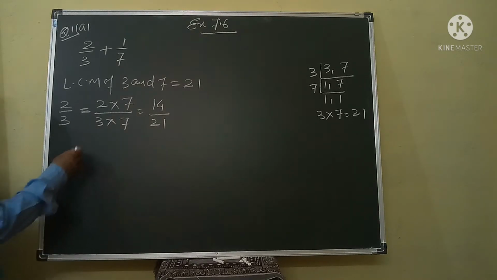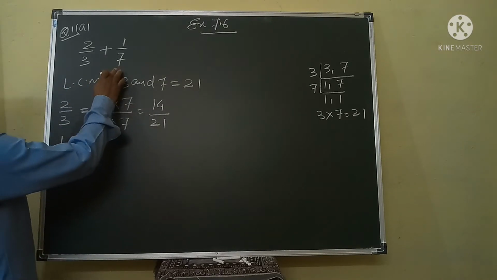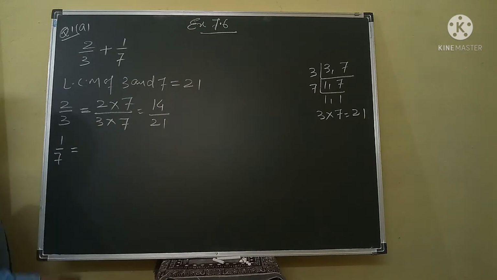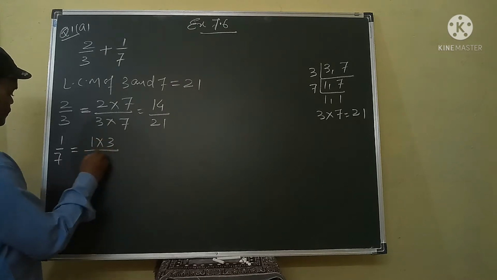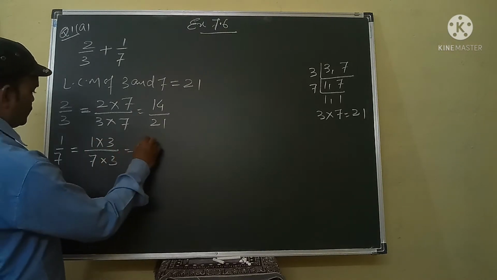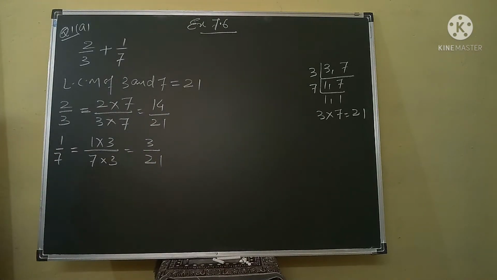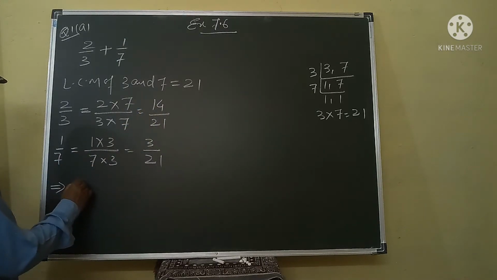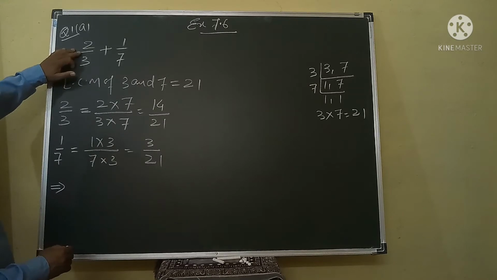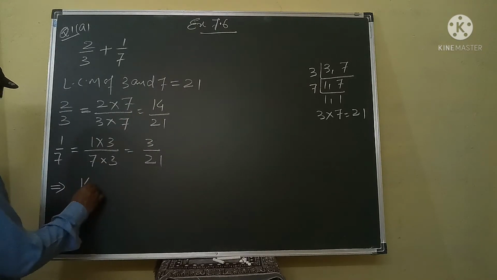Okay. Now this is 1 upon 7. How will we convert 7 to 21? You know very well, 7 3s are 21. So in numerator and denominator, multiplied by 3. 3 1s are 3, 7 3s are 21. Okay. Then after, what will you do? This is 14 upon 21. This is 2 upon 3. 2 upon 3 becomes 14 upon 21.